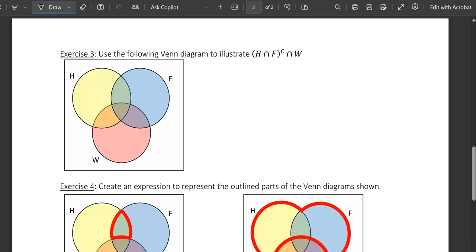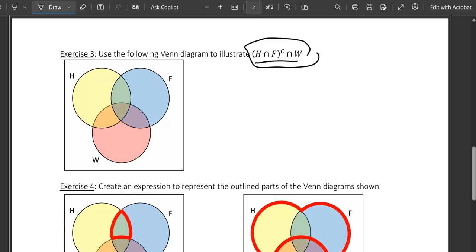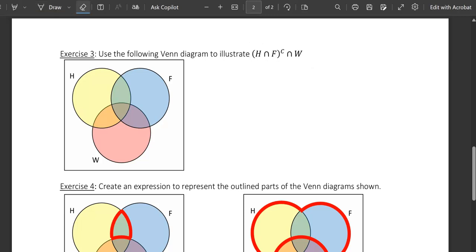Okay, the second part of this assignment says, example 3, use the Venn diagram to illustrate the set notation here. Now, instead of looking at the diagram and seeing where they overlap or union, we're taking the notation and we have to get the correct fill-in of the diagram from that. So sometimes, like this one here says H intersect F complement intersect with W.